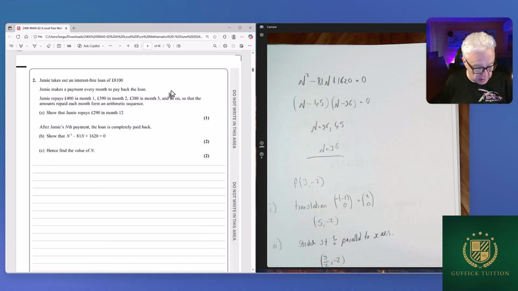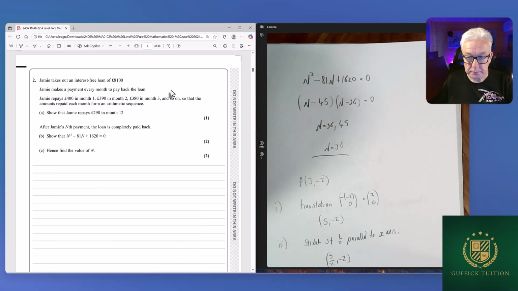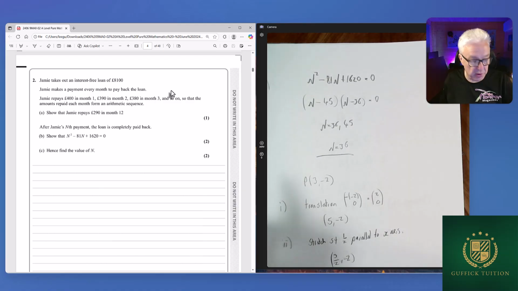So kind of like a nice little technique there for making sure you get a mark for showing that you factorized it. Now that means that because it's a quadratic, it's going to be the lower of the two values, so 36 is going to be how long it took Jamie to pay back that loan. And that's question 2 done. Quite a nice question.